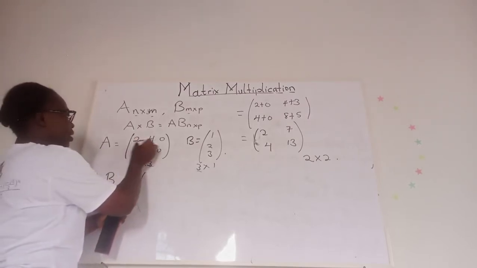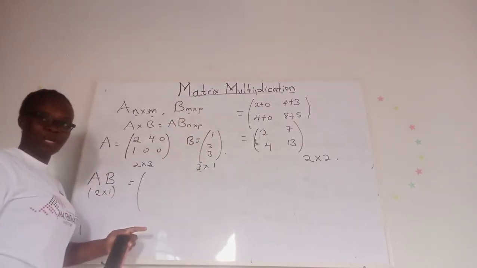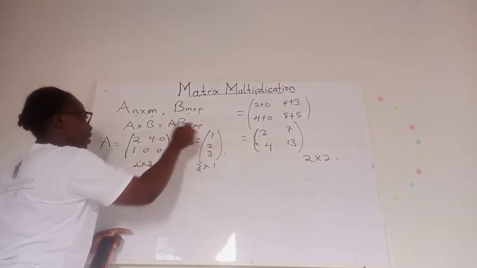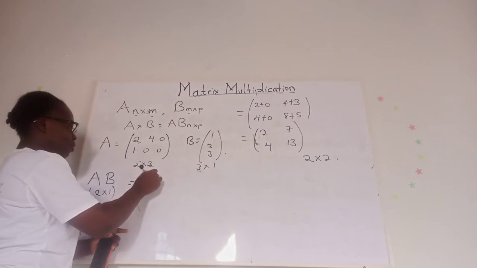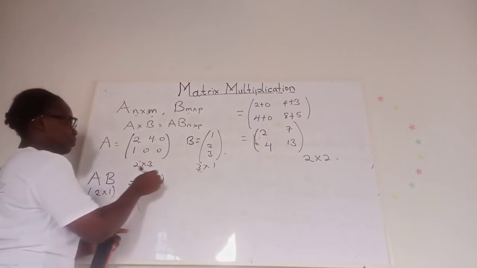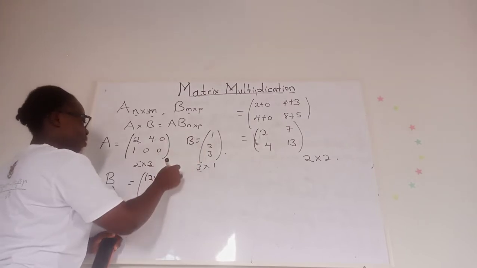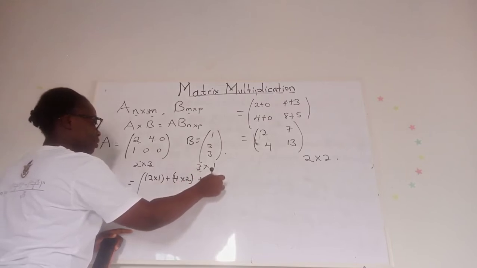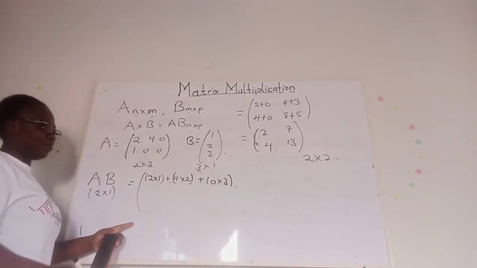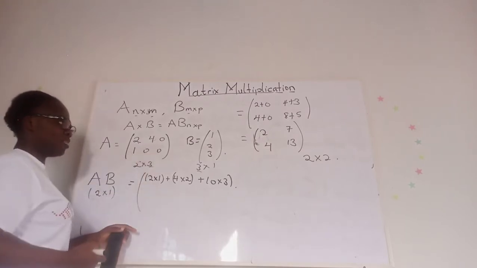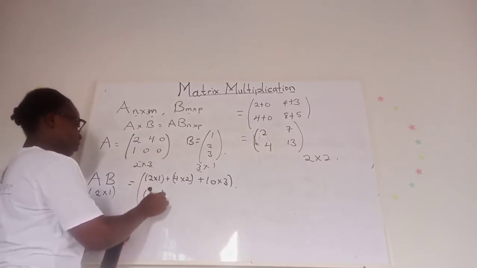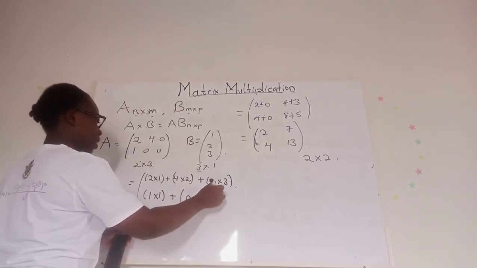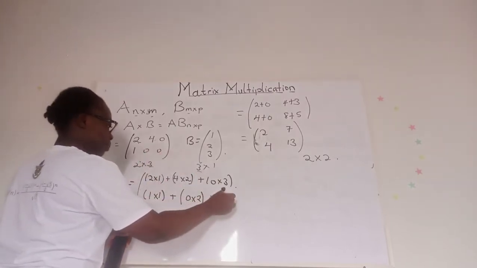So let's check. You take the row, you multiply by the column. So I pick my row. Okay, so I have 2 times 1 plus 4 times 2 plus 0 times 3. Then for the second row, what do I have? 1 times 1 plus 0 times 2 plus 0 times 3.